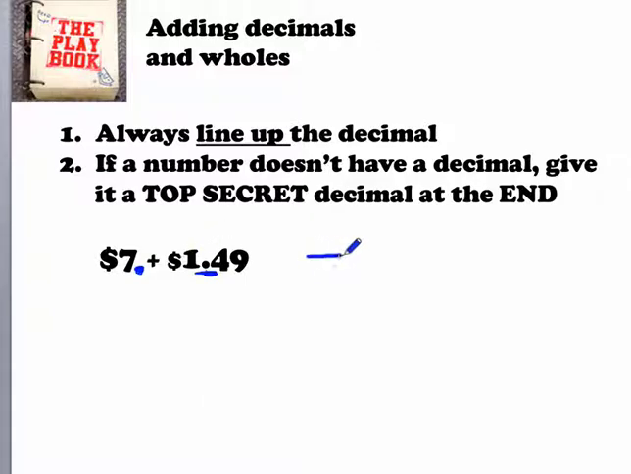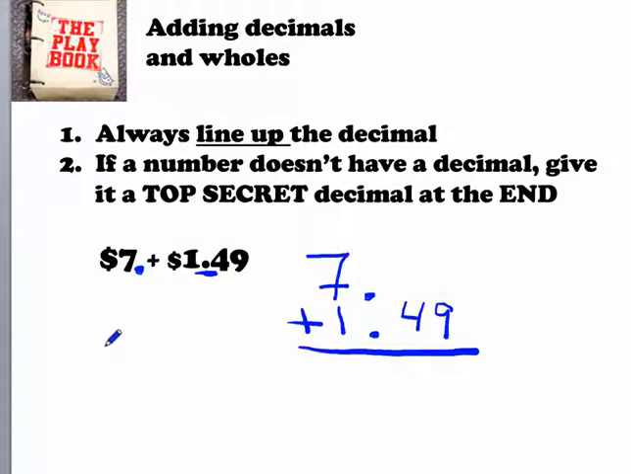I start with 7 and I add a decimal at the end. Now I'm going to do 1.49. I'm going to put my decimal first. 1 goes in front. 49 goes after the decimal. Adding these two amounts. Just like with whole numbers, if you have empty spaces like here, you can add what's called a 0 or a placeholder.